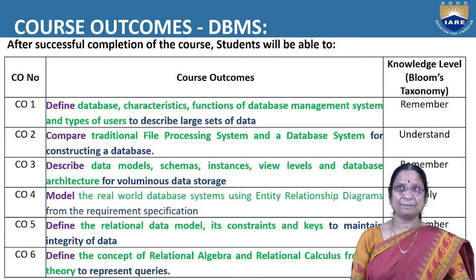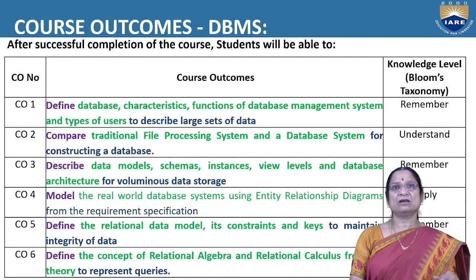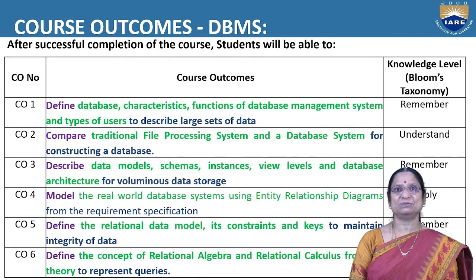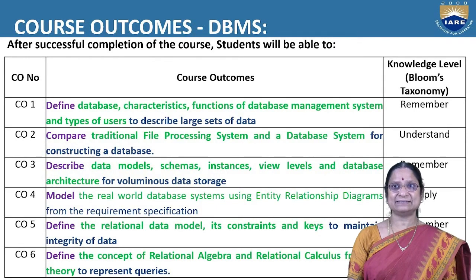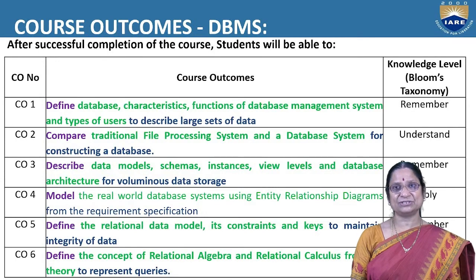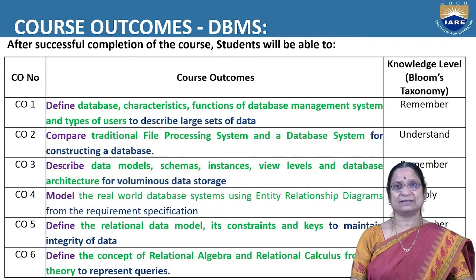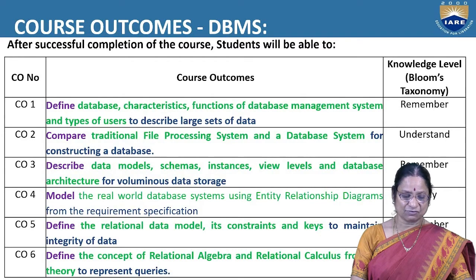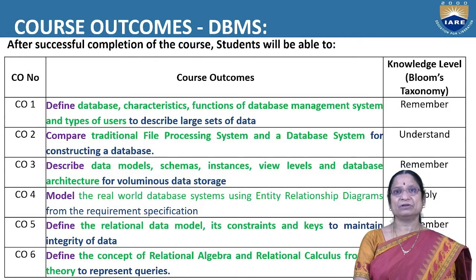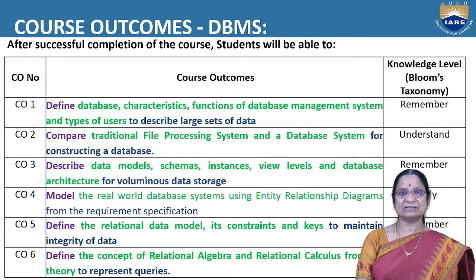And the second CO is comparing with the traditional file management system. Why are we moving towards the database management system? That is going to be understood by the student, so its level is understand. And the third course outcome is related to the various data models and instances. All these are basic definitions or basic principles of database, and how these are going to be useful to us while designing our database. So it's remembrance.